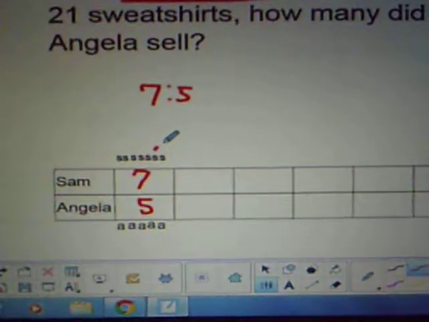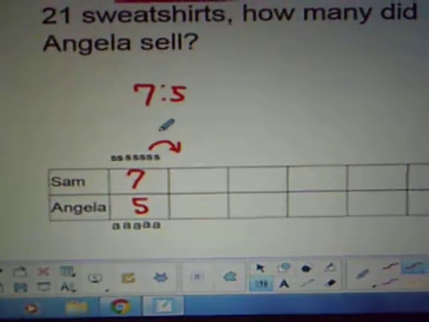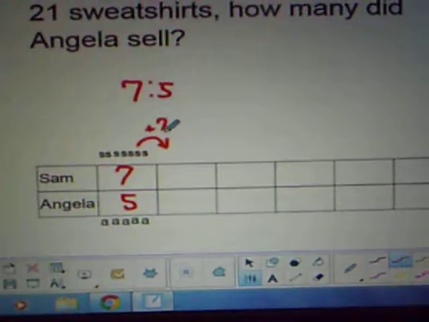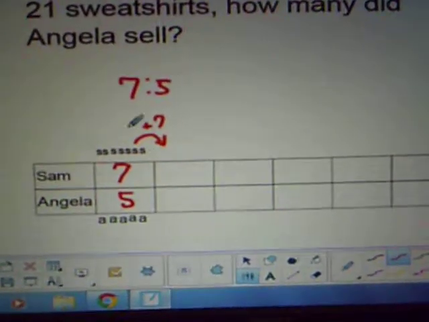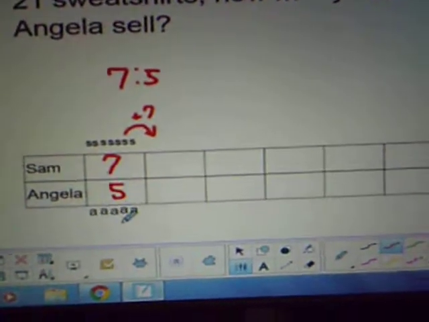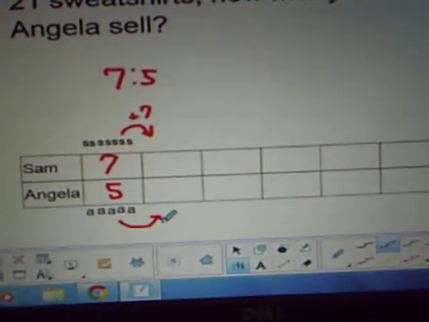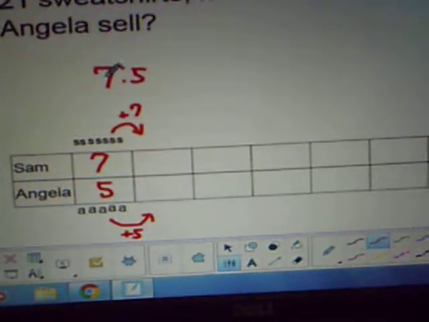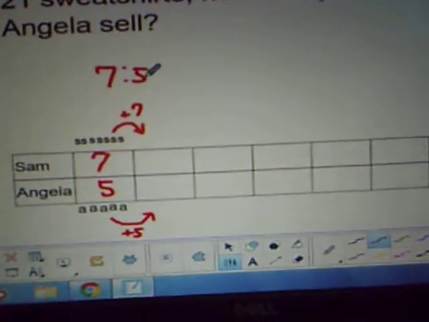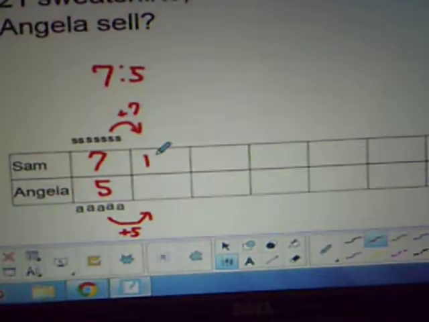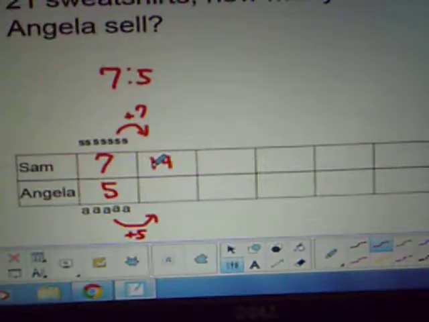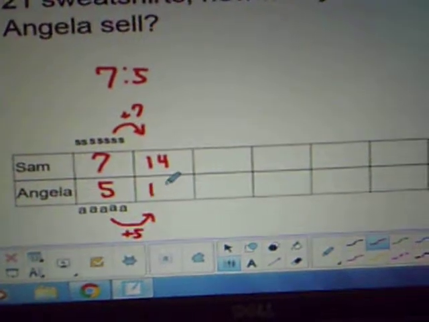So what I have to do is add 7 more here. So let's just complete our ratio table. Every time I add 7 shirts to Sam's, I need to add 5 more to Angela's because the ratio is 7 to 5, Sam to Angela. So this will become 14 shirts. So when Sam sells 14 shirts, Angela sells 10.